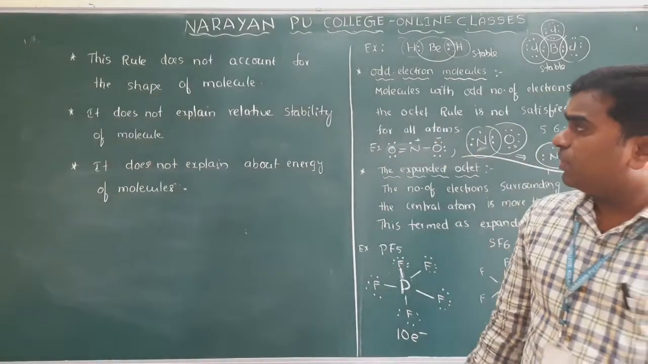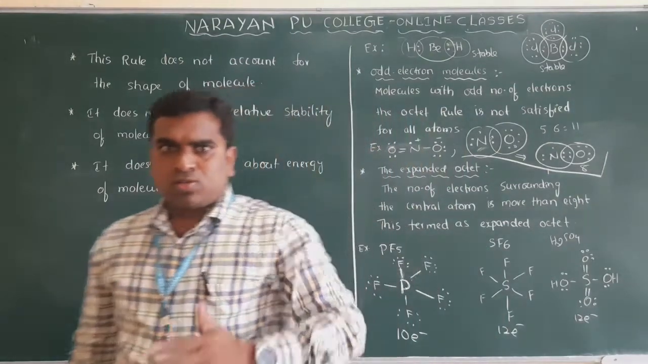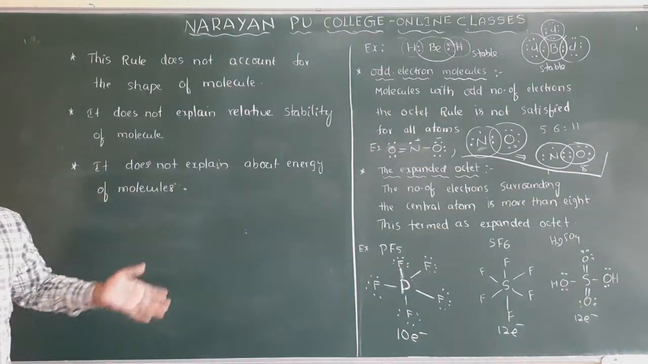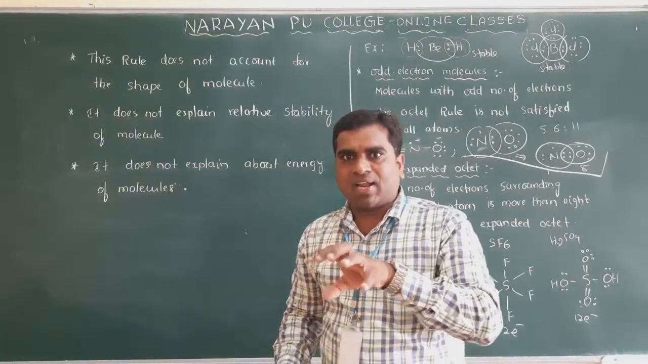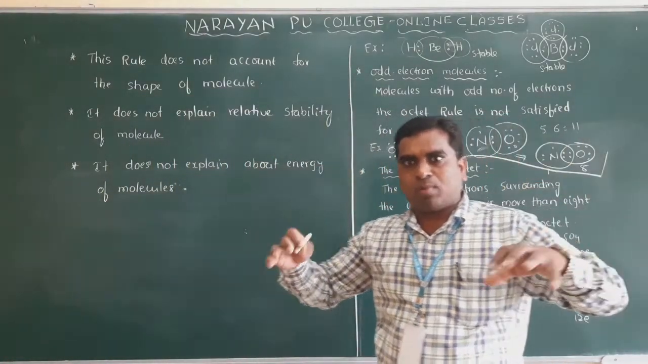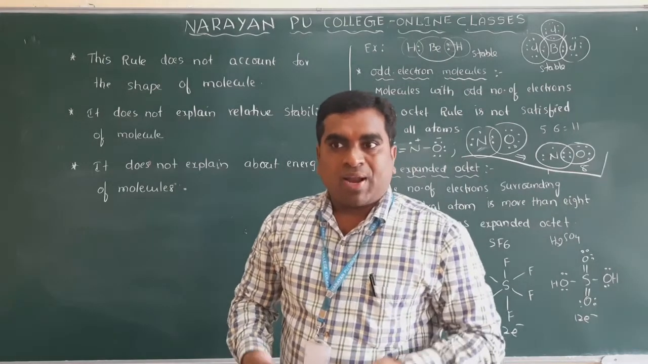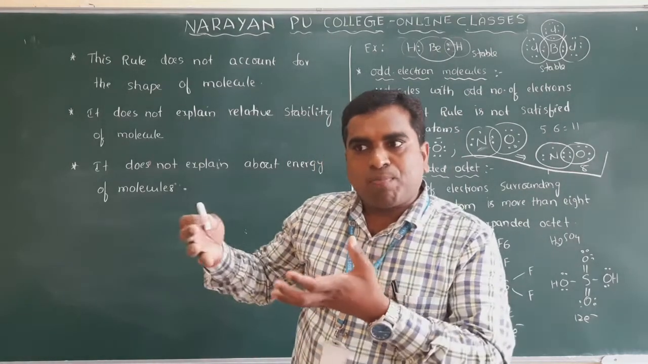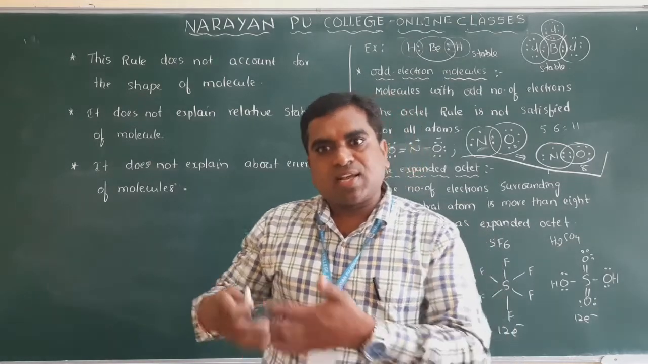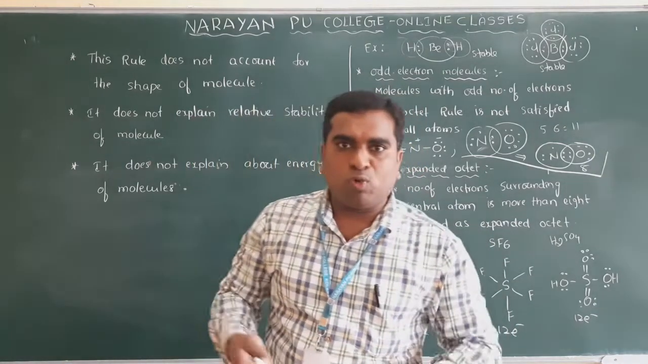molecules. What does it mean? The shape of the molecule. We are writing the skeletal structure in our own way. We keep the central atom and arrange the terminal atoms in our own way. But actually, it is not the correct shape of the molecules as we write it. In some molecules it may match, but in some molecules it won't match.